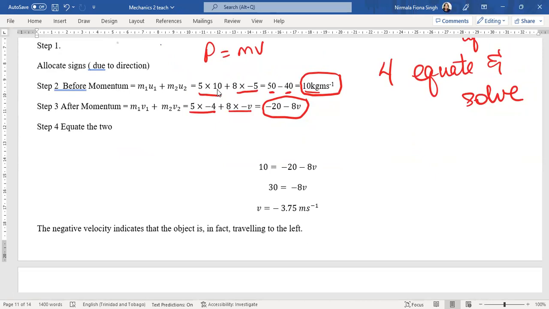And this is what we're going to get. 10 is equal to -20 minus 8v. You all know if you're going to solve this, you carry the -20 across the equal sign, it's going to become +20. So 10 plus 20 is 30. The -8v remains on the side. To get rid of the 8, we divide by 8. And our answer is going to be minus 3.75 meters per second. The negative velocity indicates that the object is in fact traveling to the left.